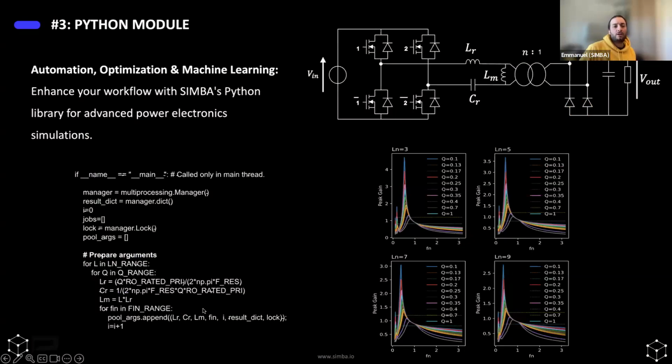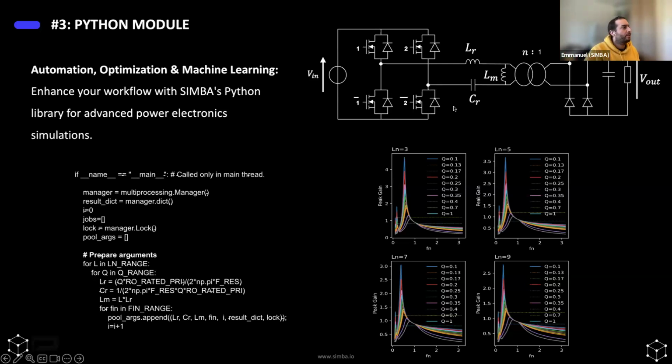The third selling point of SIMBA is our Python module. The Python module of SIMBA is native, and this is really important. That means that it's not a bridge that will connect to a native desktop application. It's native. It can run without user interface, and it can run in a parallel environment extremely easily.